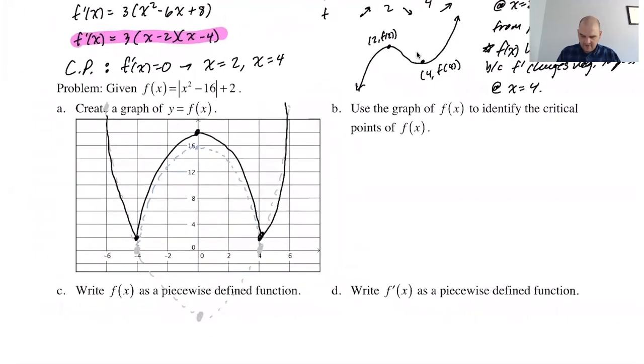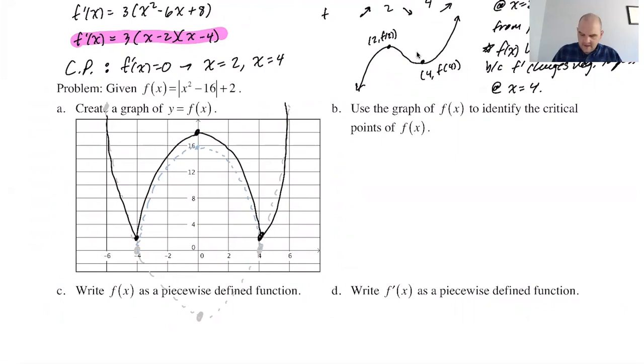But that's the basic graph, right? So start with x squared minus 16. Just think about graphing that. Now take every part of that that's negative and reflect it over the x-axis. That creates the absolute value of x squared minus 16. Now take everything and move it up 2 units. That's essentially what we have done.